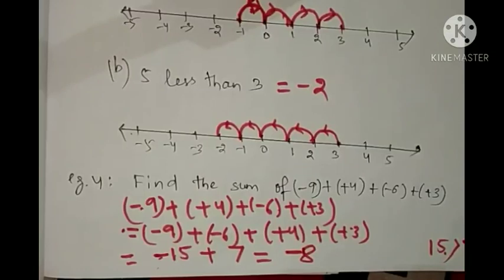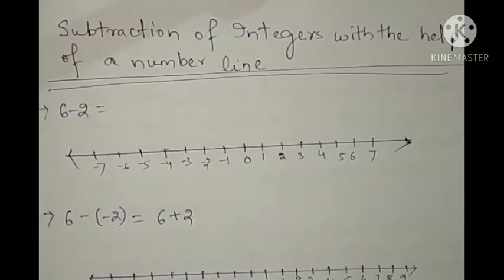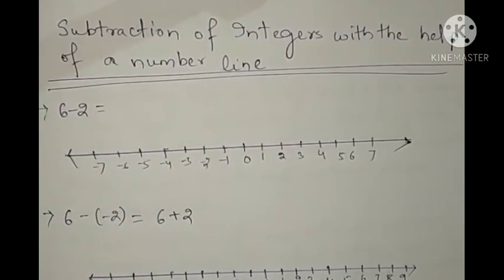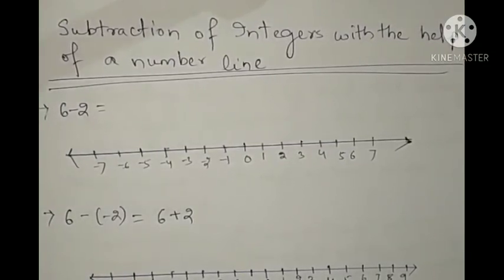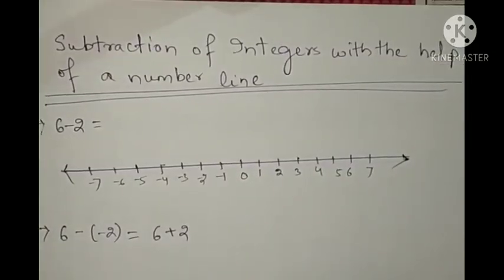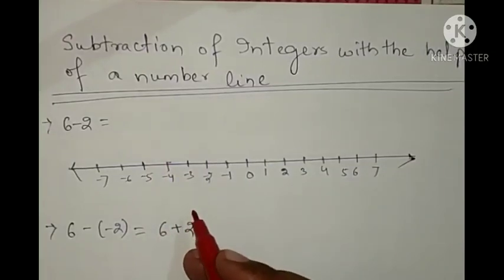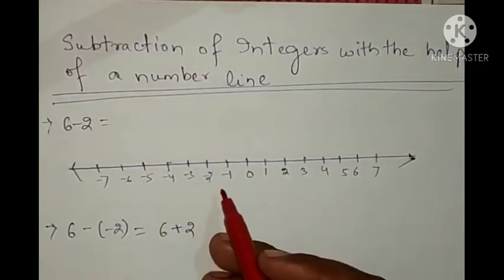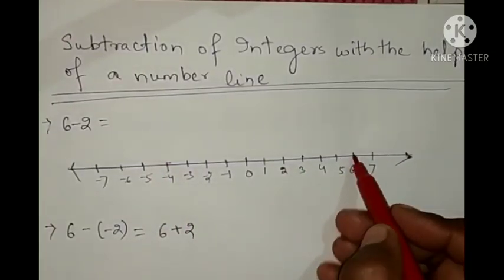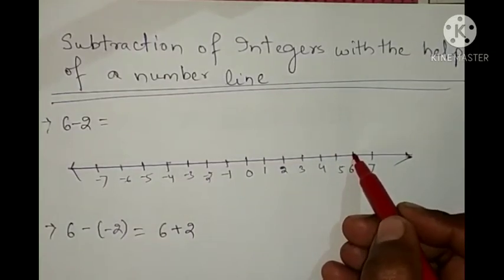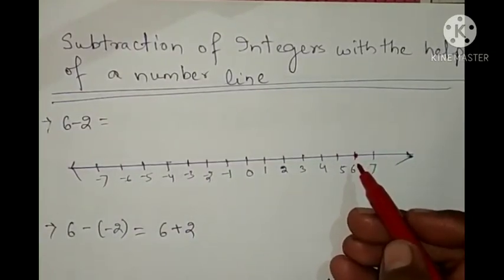Okay. This is about addition of integers. Next we'll see subtraction of integers. Okay. So look at here, subtraction of integers with the help of number line. So 6 minus 2. So 6, what will you do? You move towards 6. Where is 6? Here it is 6. What you will do? You will do minus 2.